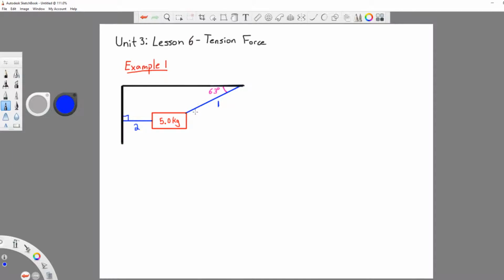The question in this example asks, determine the tension in each of these strings. So number 1, we want to find force tension, and number 2, we want to find force tension. Maybe we can list that on here as FT1, and up here, FT2. With that I'll get rid of these little 1s and 2s.